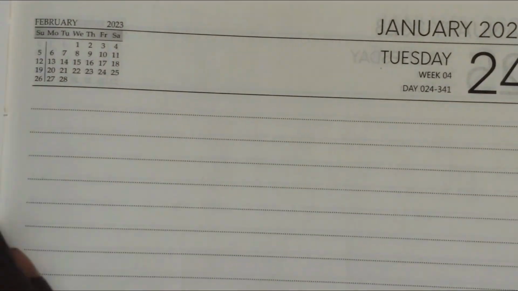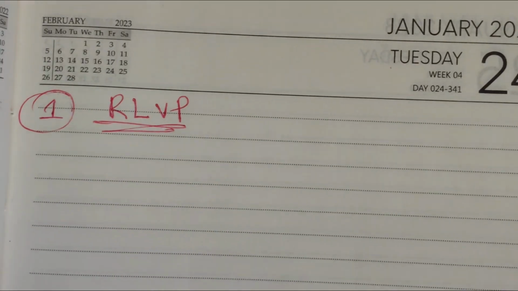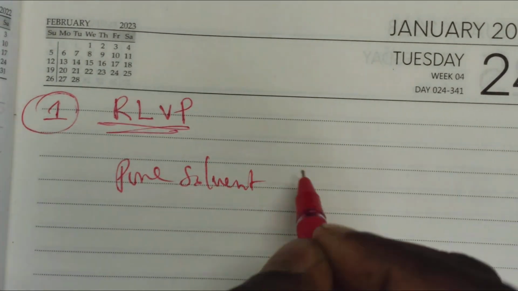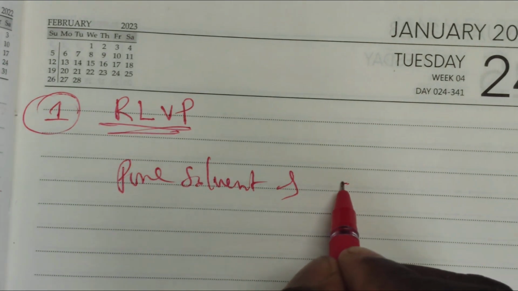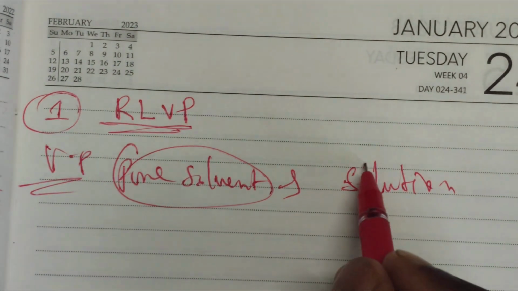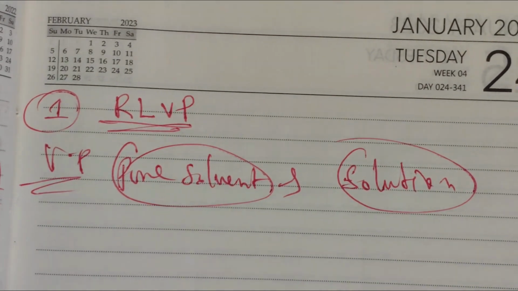Now see the first type, that is the relative lowering of vapor pressure. That is nothing but the difference between the vapor pressure of a pure solvent and the vapor pressure of a solution. Such a difference is called the relative lowering of vapor pressure.